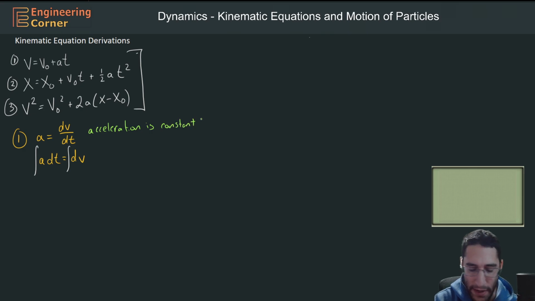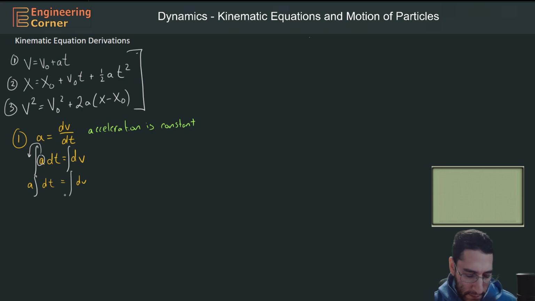So that means acceleration cannot be a function of time, it cannot be a function of velocity, and it cannot be a function of position. So I would just have acceleration is equal to some number, say 9.81, which is gravity in SI units. So when my acceleration is constant, what that allows me to do is take this acceleration and bring it outside of the integral. So when I bring that acceleration outside of the integral, I'll have my acceleration times the integral of dt is equal to the integral of dv.